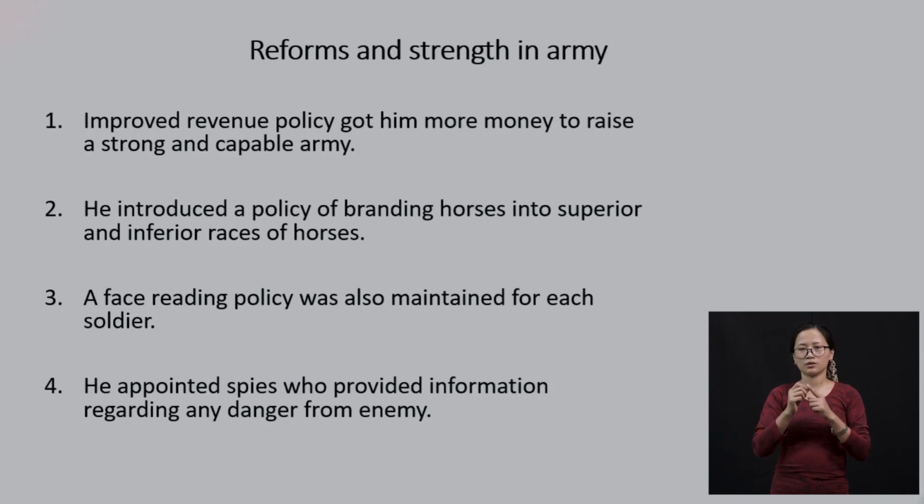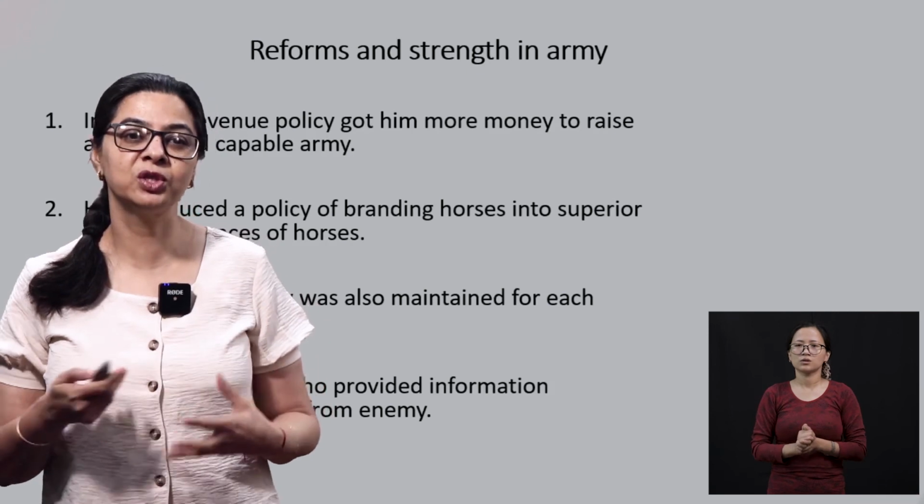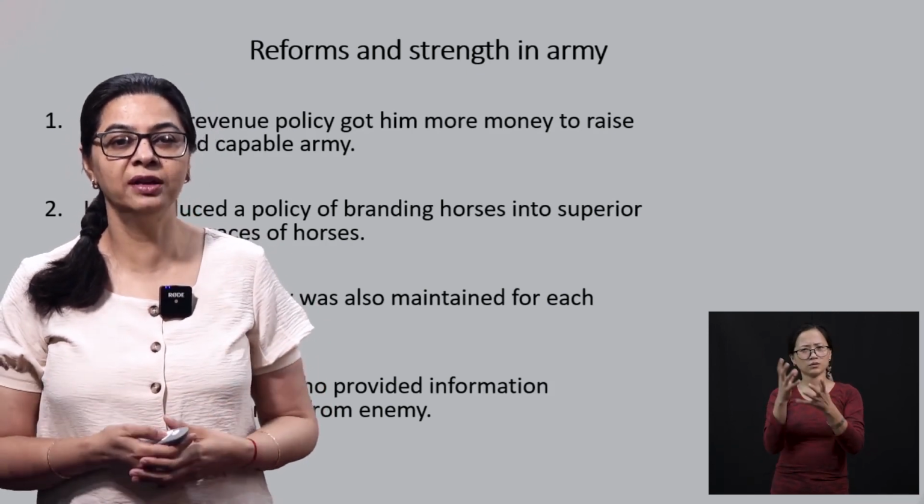He also had this branding of horses. The horses were branded on quality, so the inferior race of horses were branded differently than the superior race of horses. Then there was a face reading policy that started with the soldier. You look at the face and you decide whether the soldier is going to be brave or he's a weak person. He also had a wide network of spies so that he could get all the information from the enemy kingdom. And once he had the information, then he could go and attack.